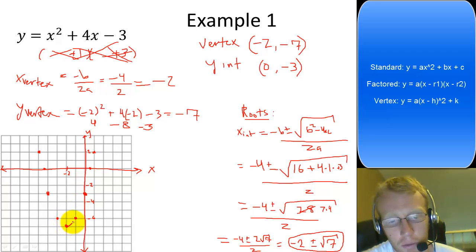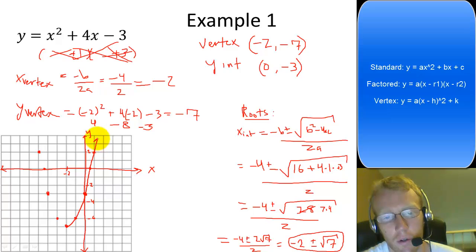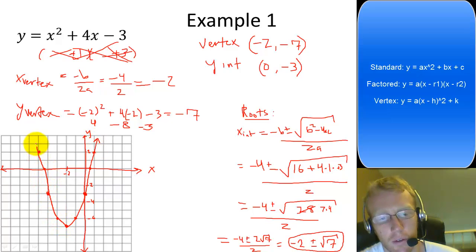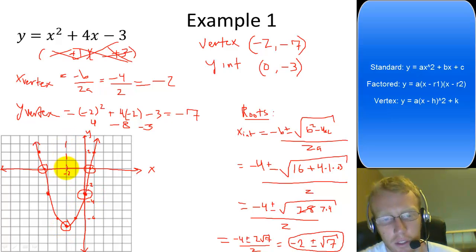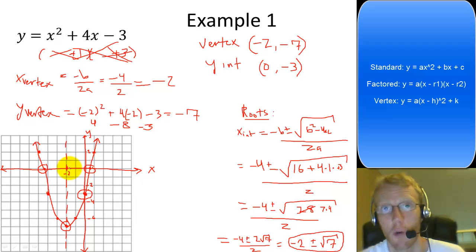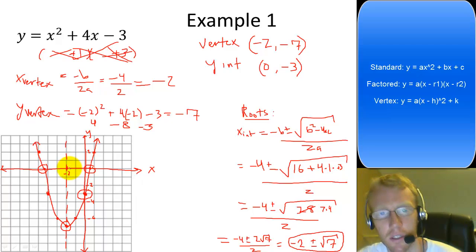Okay, so we draw in our parabola, going through all of these special points. We've got the roots, root right here, and root right here. We've got the y-intercept right here, and we've got the vertex right here, and we've got the line of symmetry right down the middle. So there's everything about this parabola that could be known. We know about it by converting all the different forms.